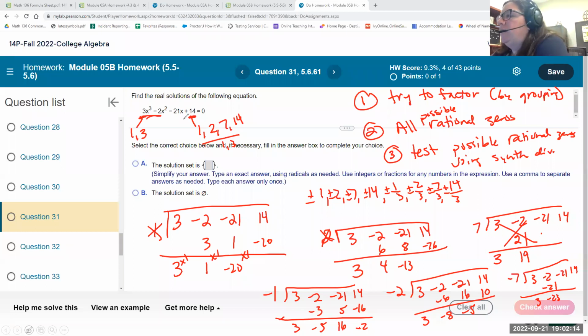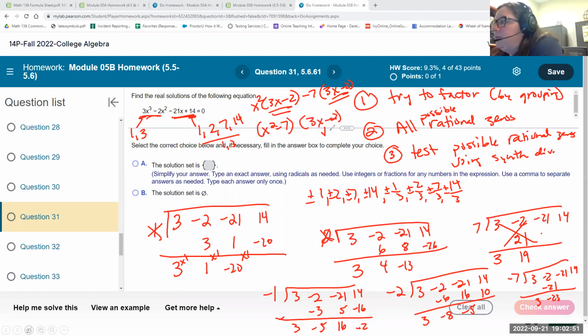Does this factor by grouping? I look at the first 2 terms and I can factor out an x squared, which leaves 3x minus 2. From the last 2 terms, I can factor out a negative 7, which leaves 3x minus 2. Those match. That's the thing that has to happen for this to work. So my factors are x squared minus 7 and 3x minus 2.